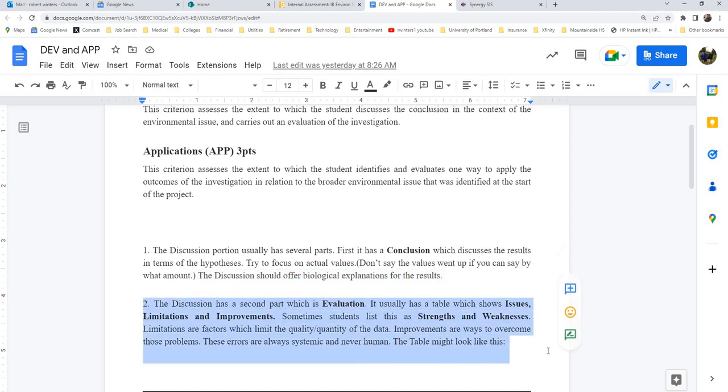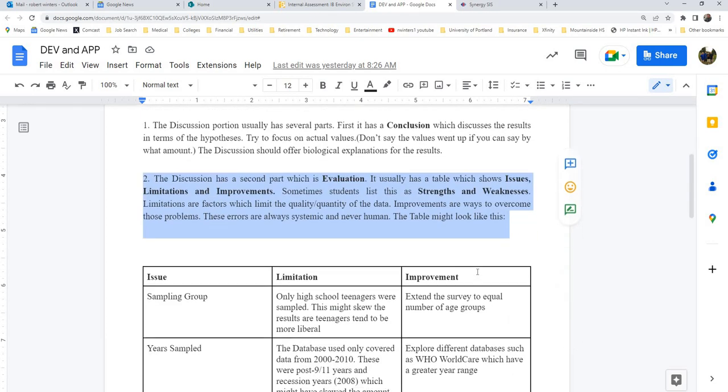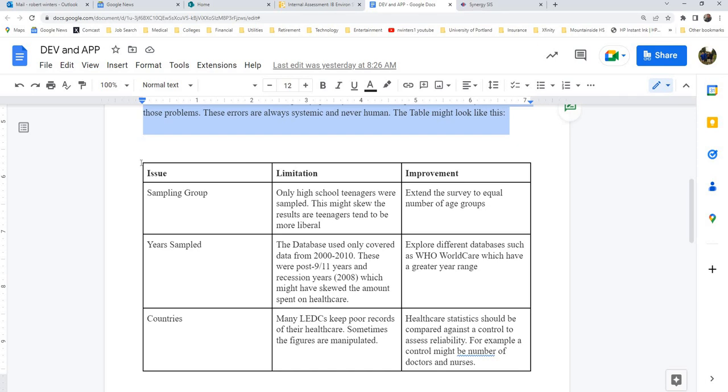This is a discussion here of issues that you had with the project that you did, limitations, that is, how it adversely affected your results, and what you might do to improve it next time. Typically, people do this in terms of a table, something like this. And not everyone does, but I like to put it into a 3-column. What was the issue? What's the limitation?